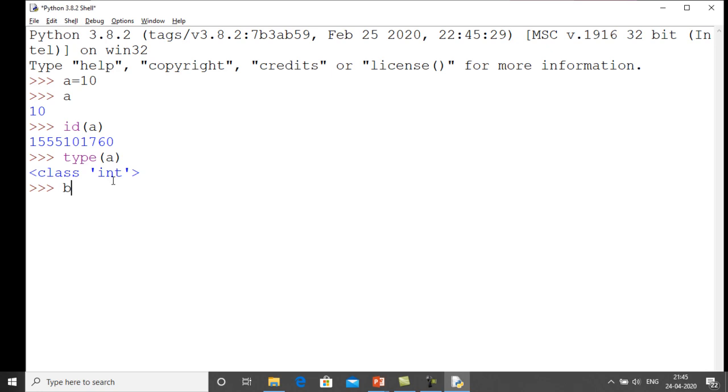Let me take another example, b is equal to 25.4, right? When I write b, I get the value associated with b. When I write id of b, I get the address of the location where b refers. And when I write the type of b, I get the data type of the value stored in b, that is class float, right? So I hope you understand the three components associated with a variable: one is the value, second is the id, and third is the type.